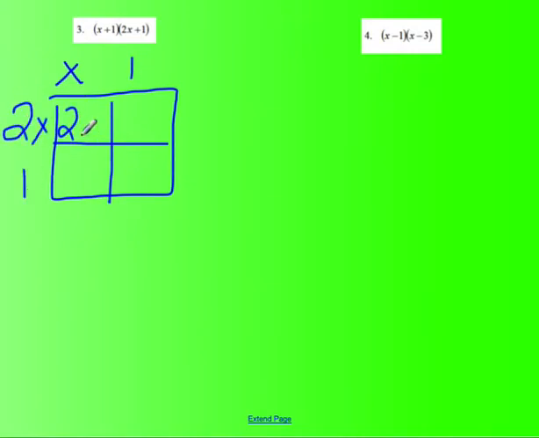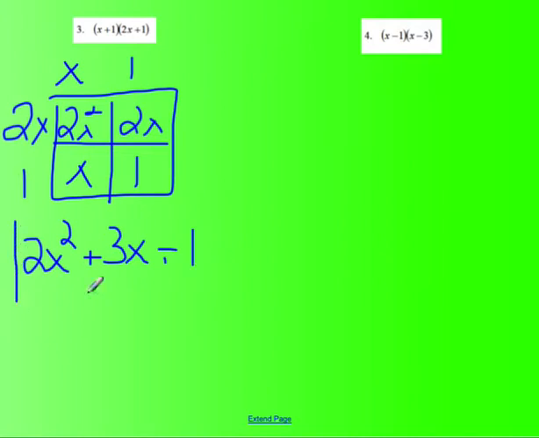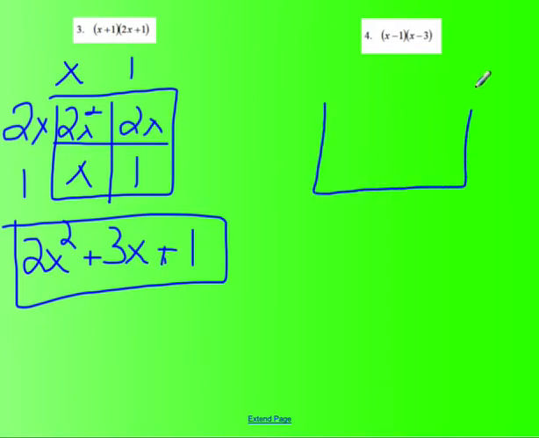So then I have 2x squared. 2x times 1 is 2x. 1 times x is x, and 1 times 1 is just 1. So then I have 2x squared plus 2x plus x is going to be 3x, and then plus 1. So that right there is your final answer for number 3. Let's take a look at number 4. So for number 4, what we want to do again is use the box method.